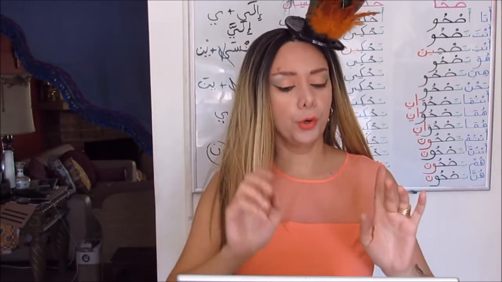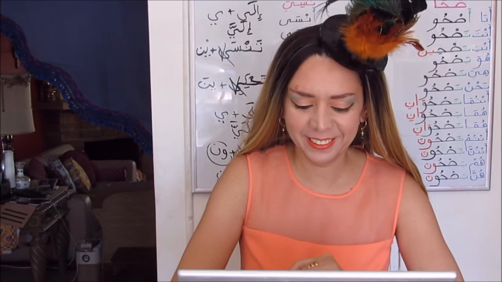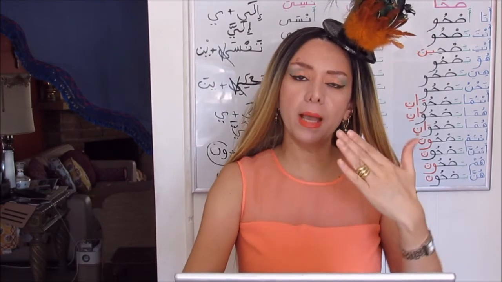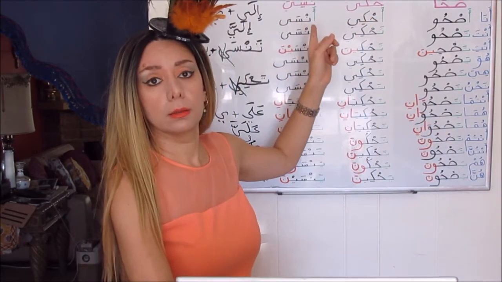It is good to know that another category of Form 1 defectives exists to drive you crazy. Verbs that conjugate in the past tense just like حكى. However, in the present tense, they conjugate like the verb نسي. There are few in number.